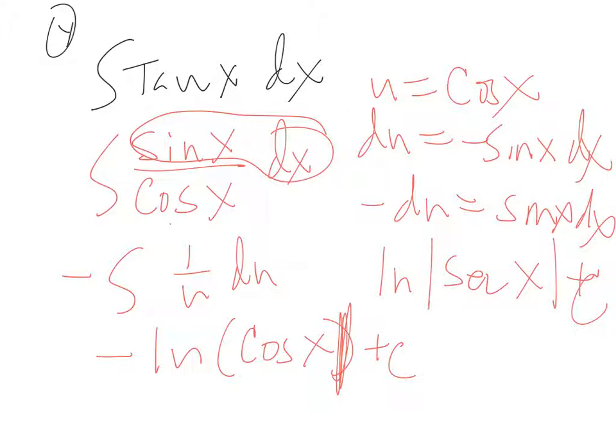Yes, I should have absolute value signs here. How did they go from this to secant? I hope you realize that this is an exponent. I can bring it up. What's the reciprocal of cosine x? Secant x. So do you see how that works?